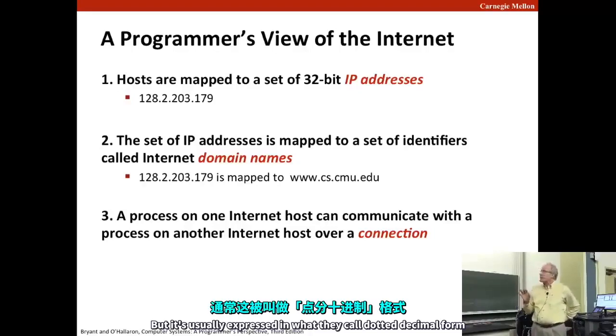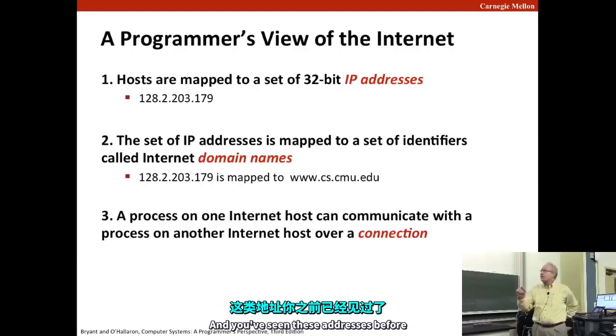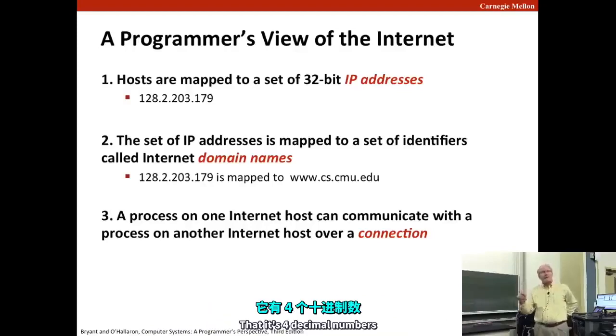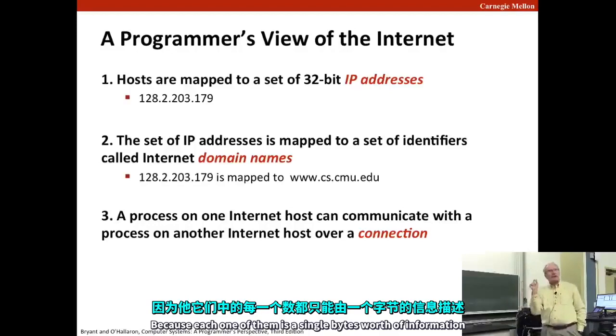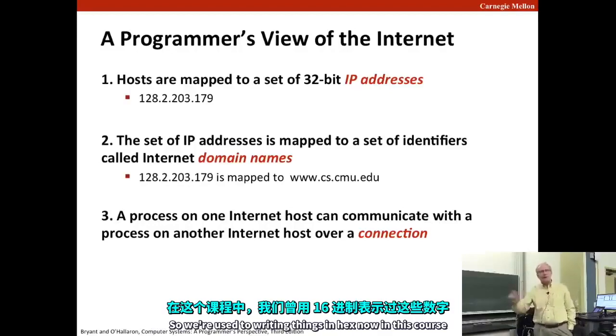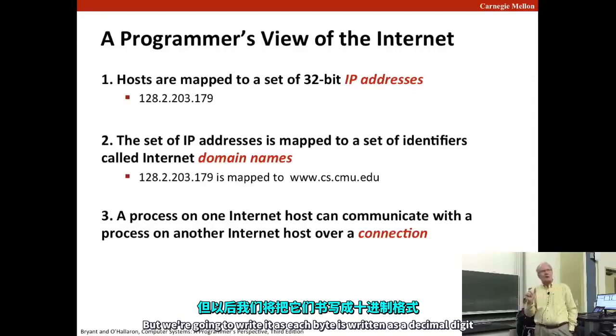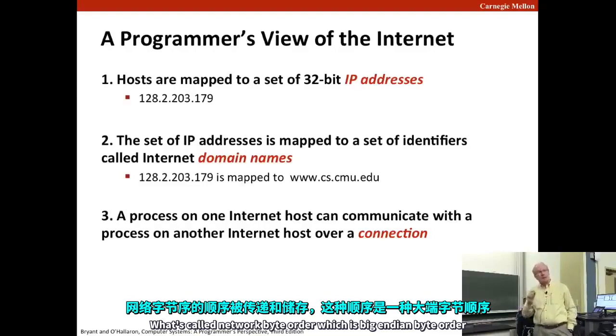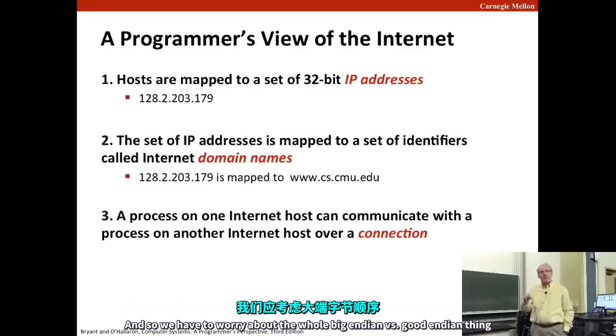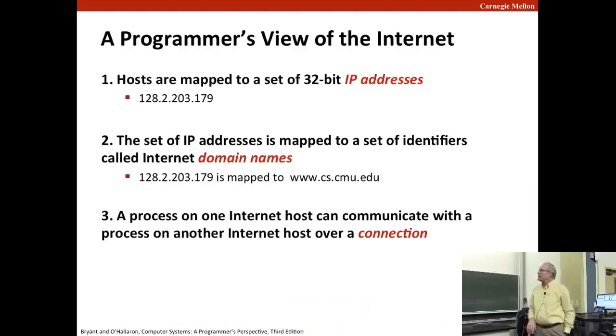But it's usually expressed in what they call dotted decimal form. And you've seen these addresses before, that it's 4 decimal numbers, and they can only range between 0 and 255, because each one of them is a single byte's worth of information. So we're used to writing things in hex now in this course, but we're going to write each byte as a decimal number. And they're actually passed and stored in what's called network byte order, which is big Endian byte order. And so we have to worry about the whole big Endian versus little Endian thing when we're doing network programming.